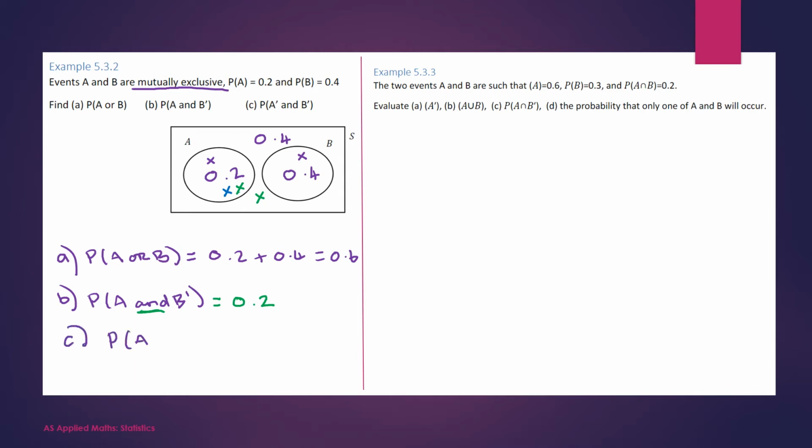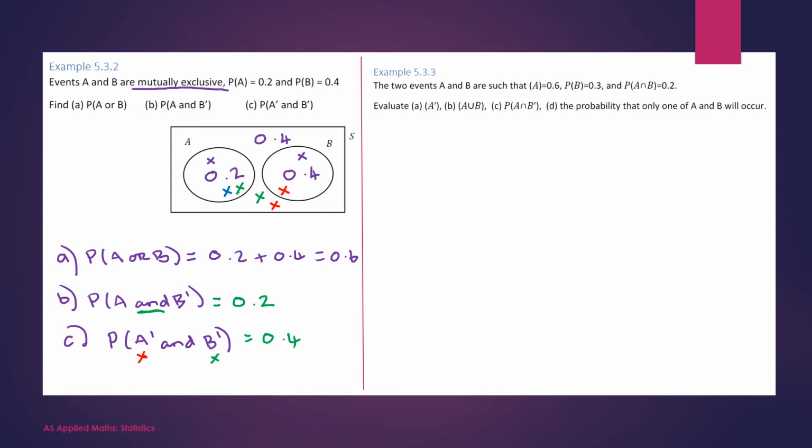Probability of not A and not B. Well, we've already highlighted not B in green, so if we look at not A, that would be that red section. So not A is in red and not B is in green, and the overlap between those two is on the outside, so the answer is 0.4. So the Venn diagram has made that a lot easier.